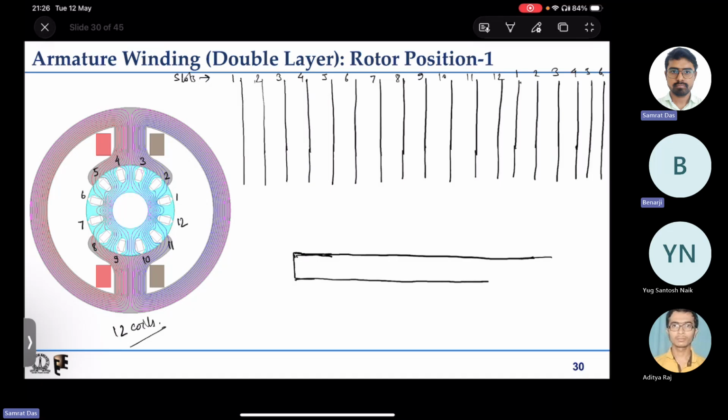Sir, is there any relation between the number of commutator segments and the coils? Yes, I have discussed this before also. If you have, say, 12 slots, and if you have double layer winding, then you will have 24 conductors and 12 coils. Yes, that is all.